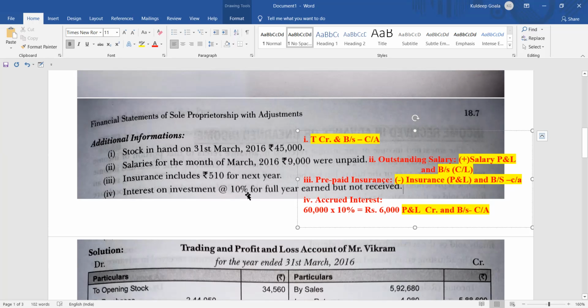So how much is that? It is nothing but 60,000 of 10%, so it will be 6,000. So how it will appear? It will once appear in the profit and loss account credit side, and again it will appear in the balance sheet current asset. Okay, so since it is our asset, so let's go for the preparation.